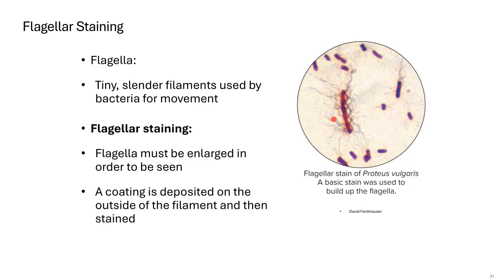Flagella are these appendages that bacteria use to move around. This is Proteus vulgaris. You can use flagellar staining in order to look at the types of flagella you have. Flagella are made up of their own protein, so you can have stains that are particular for flagella, and they'll stick to the flagella so that you can see them.